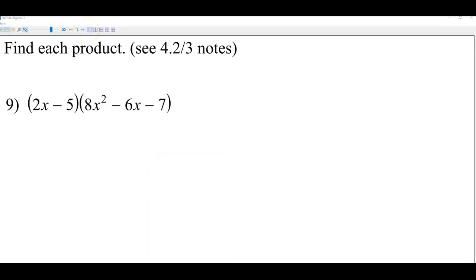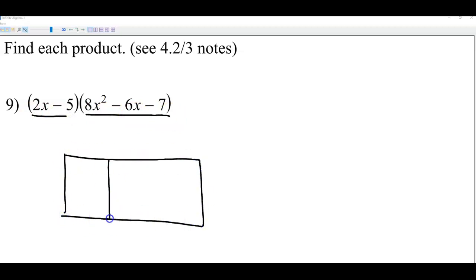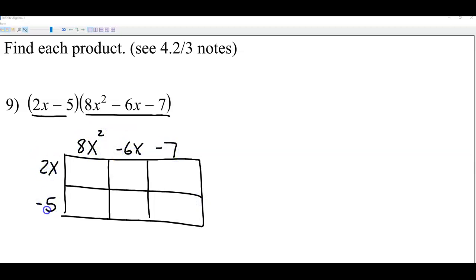Right, this is a similar situation, but this time we have, instead of a binomial times a binomial, a binomial times a trinomial. So in that case, we're going to need a bigger box to accommodate the trinomial. Trinomial, I'm going to put along the top because there's 3 spaces for it. The binomial I'll put down the side because there's 2 spaces for it. And then we just fill in the box like we did in the last problem.